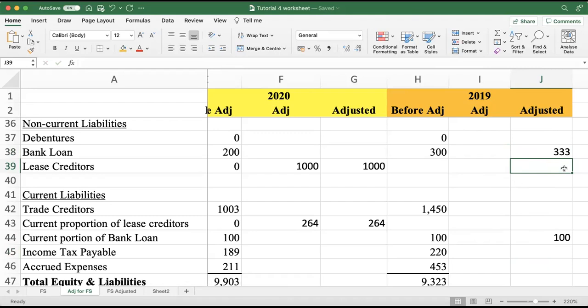Right. So the adjusted value is 333. We got this adjusted value from that amortization schedule. So the non-current liability of the bank loan should be 333.